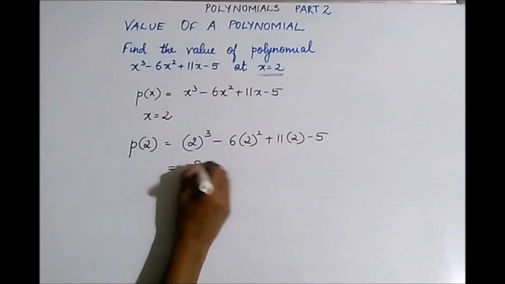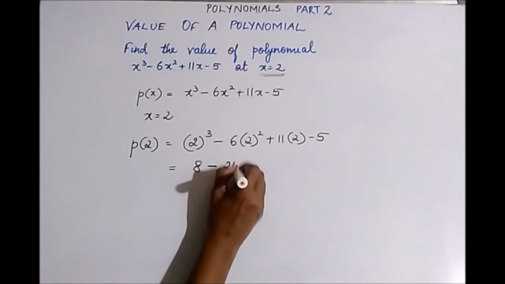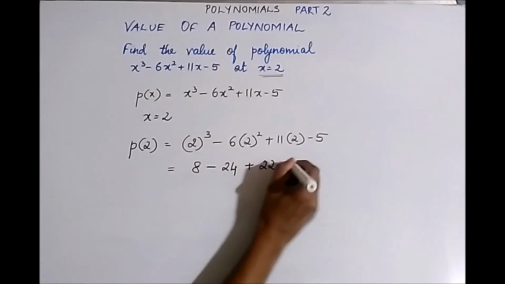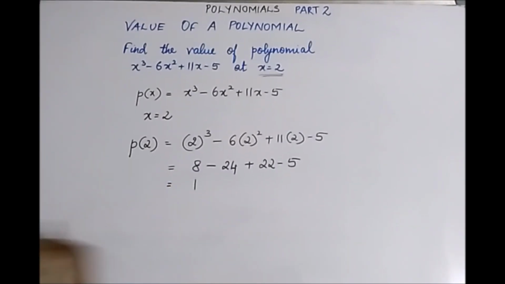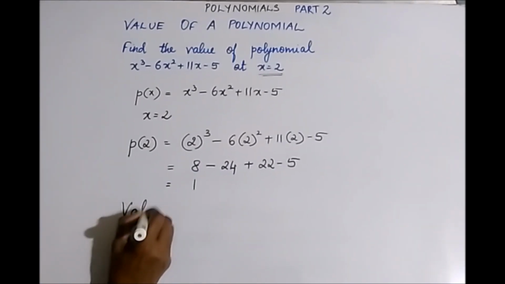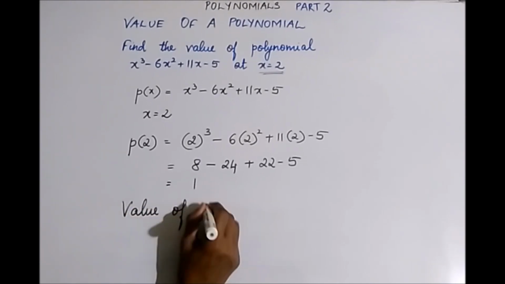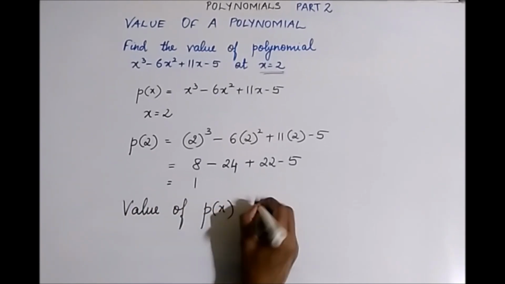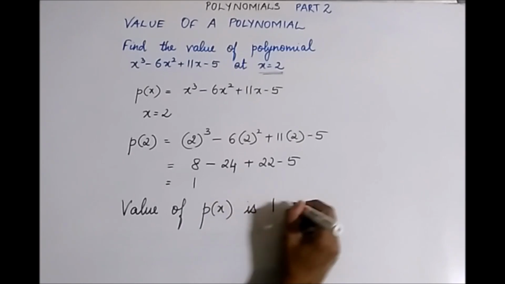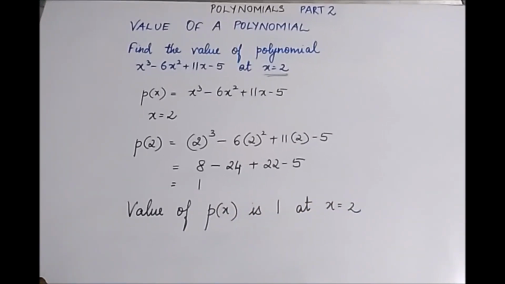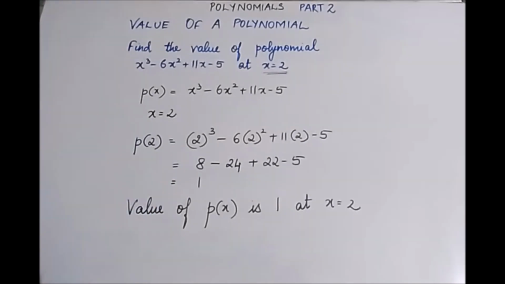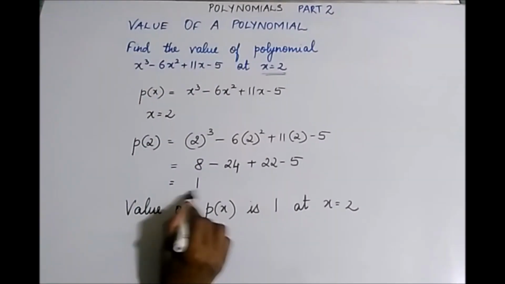Here we get 8 minus 24 plus 22 minus 5. The answer is equal to 1. Hence we read this as value of p of x is 1 at x equal to 2. That is, when x equal to 2, the value of the polynomial is 1.